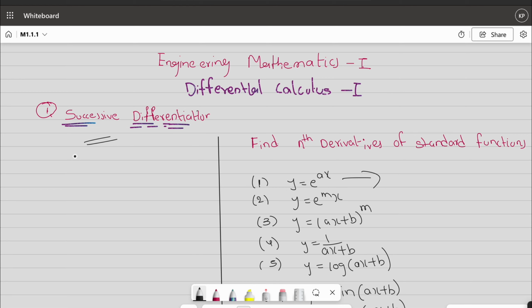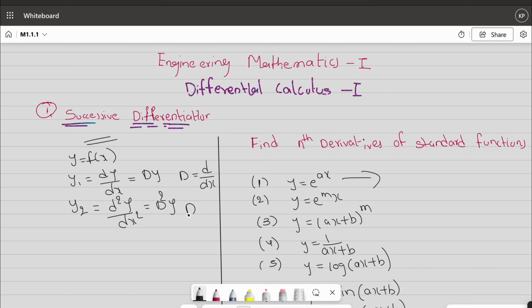If you consider the function y is equal to f of x, the first derivative can be written as y1 is equal to dy by dx, and also as capital D y, where capital D is equal to d by dx. The second derivative can be written as y2 is equal to d square y by dx square, also written as D square y, where D square is equal to d square by dx square. Like this, it will go on.